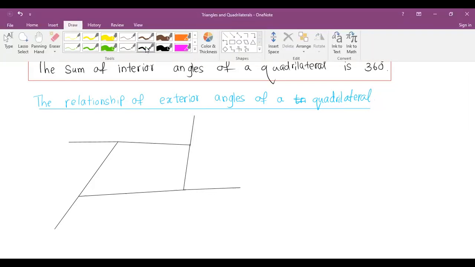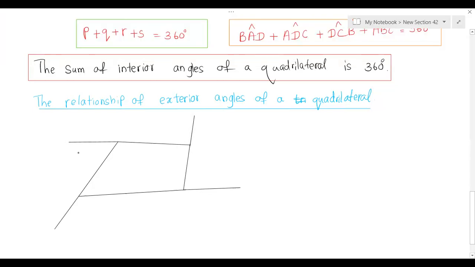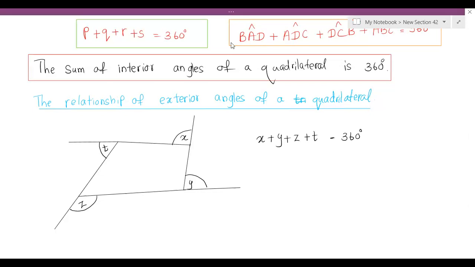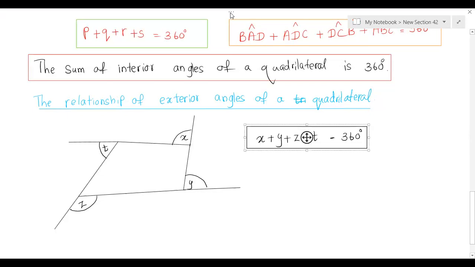When you draw, you must draw this straight line so that it continues along the same line. Okay? This is the exterior angle. So if I name them as X, Y, Z, T, then I can express the sum, the sum of these angles. X, Y, Z, T is equal to 360. Okay? This is the relationship of the exterior angles of a quadrilateral.